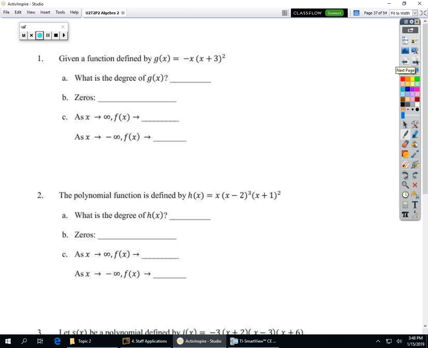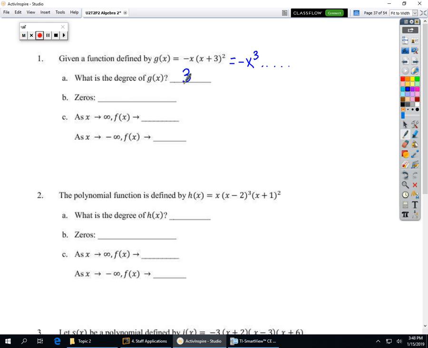So starting from the first question, it asks, given a function defined by g of x, what is the degree of g of x? Remember, degree is the highest exponent after you multiply everything. Well, that has just an x. That would be an x squared. If I have an x times an x squared, since it's a negative, you get negative x cubed and then some other stuff. Highest exponent would be 3.